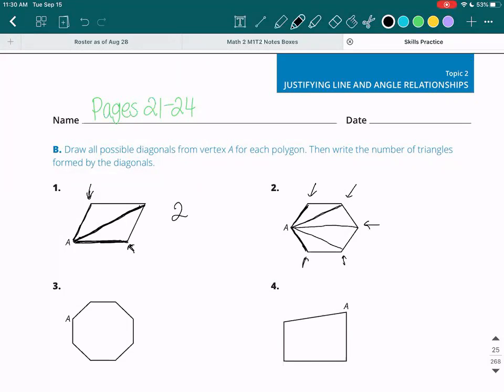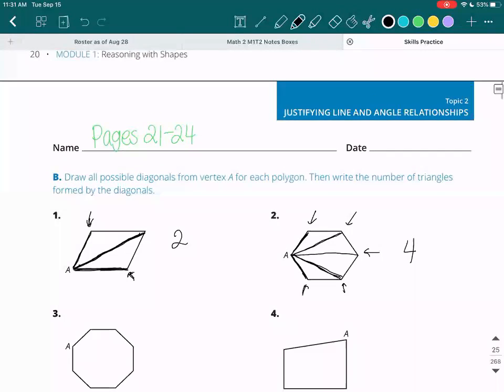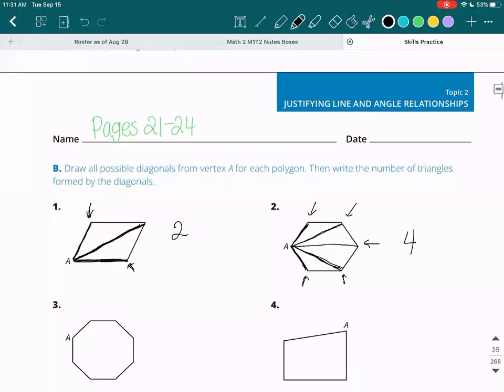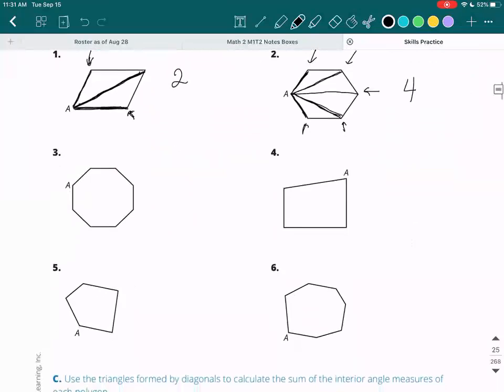Alrighty. Sorry, not very straight, but it's okay. So we can draw 3 diagonals here. And how many triangles can you guys count in this one? 4. Great. Anybody have questions so far? All right, let's keep going.